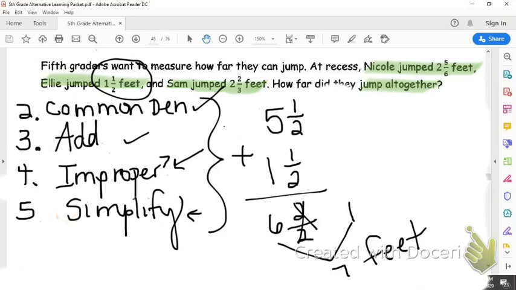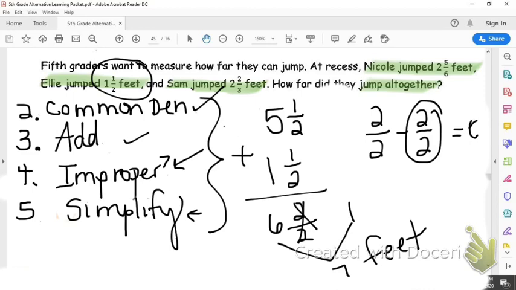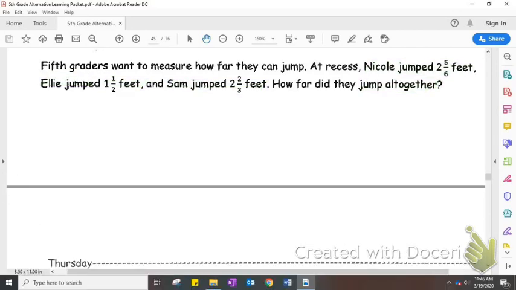By the way, 2 halves, the other method works. Subtract out a whole. What do you get? 0. That equals 1 whole. Boom. They jumped 7 feet altogether.